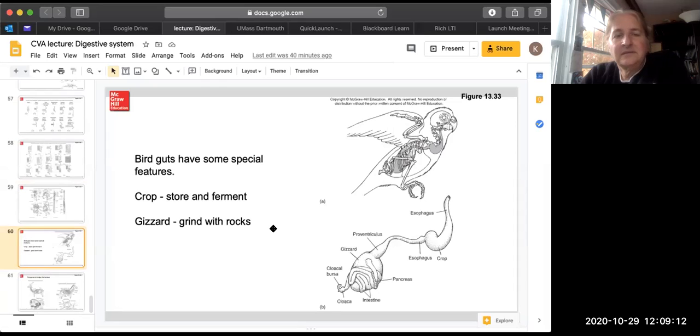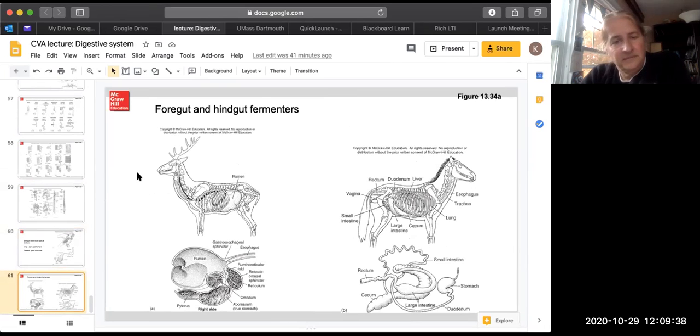And I already mentioned this. This is just a picture showing the bird with the crop that stores and ferments. Here we go, crop. And then esophagus, then the proventriculus at the end here. And then it's very muscular gizzard. And here's just some foregut and hindgut fermenters. So again, lots of diversity in diets, lots of diversity in digestive systems.